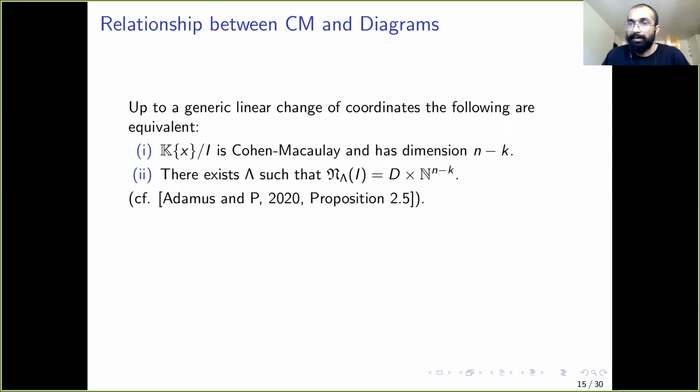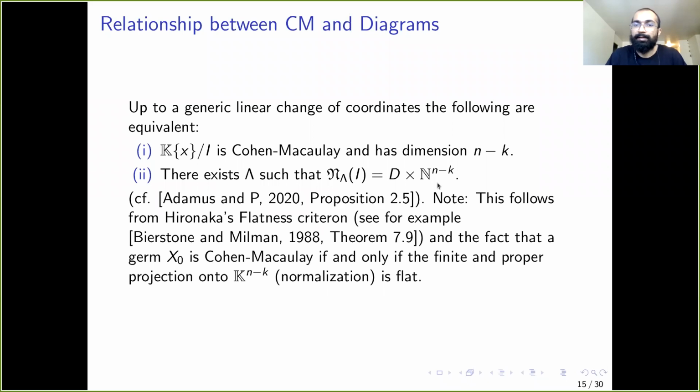The other reason these diagrams of initial exponents are important to us is that we can actually use the shape of the diagram to tell whether this quotient ring K[[x]]/I is Cohen-Macaulay. Specifically, the result that we'll be using is that up to a generic linear change of coordinates, the following two statements are equivalent. The first is that the quotient K[[x]]/I is Cohen-Macaulay and has dimension n minus k. And the second is that there exists some positive linear form lambda such that the diagram of I with respect to this lambda is d times N to the n minus k, that it has a specific, sort of cylindrical shape.